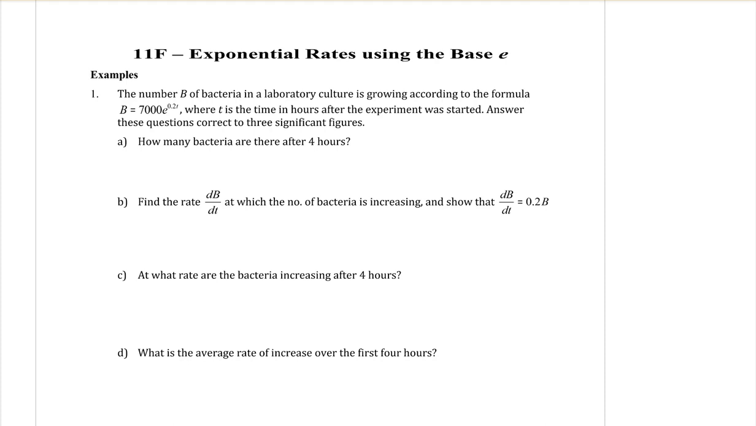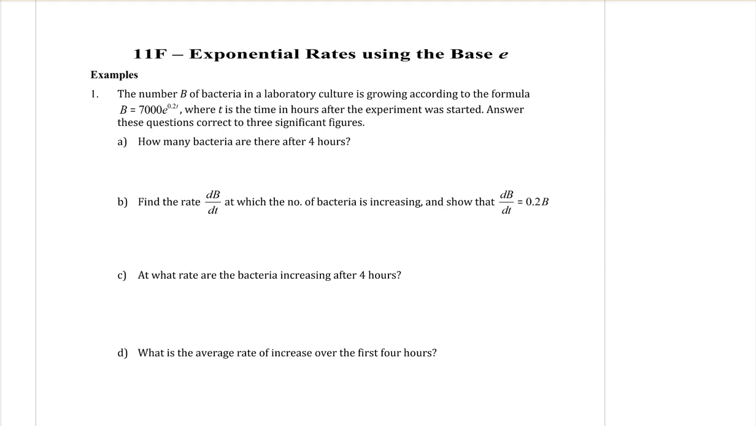All right. Example number 1. The number B of bacteria in a laboratory culture is growing according to the formula B equals 7,000 e to the 0.2t, where t is the time in hours after the experiment has started. Answer these questions correct to 3 significant figures. How many bacteria are there after 4 hours?